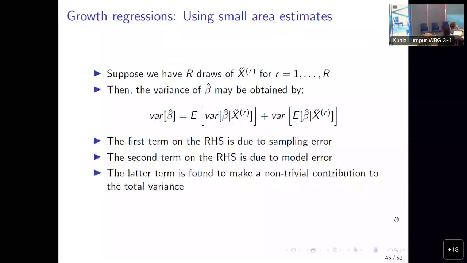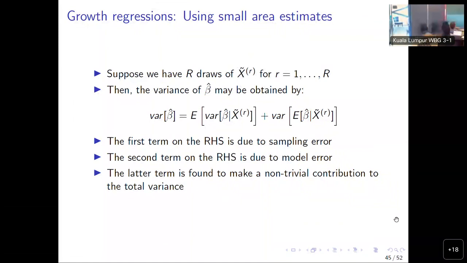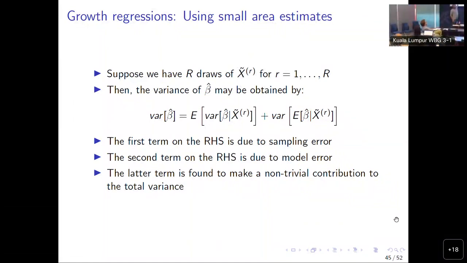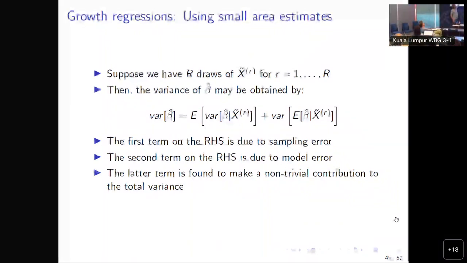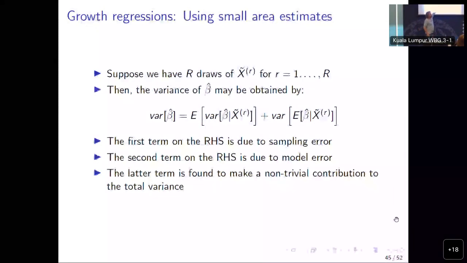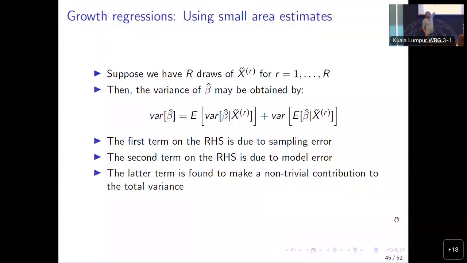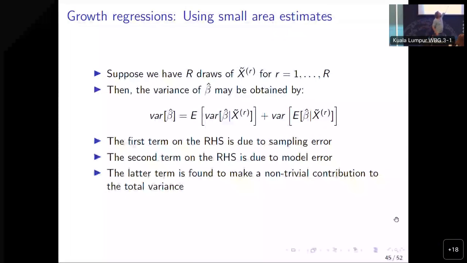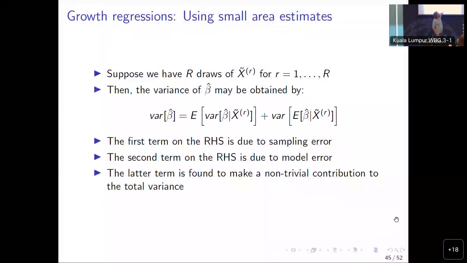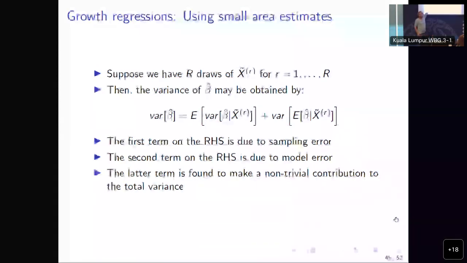So then, ultimately, for the variance covariance matrix of the beta we're interested in, we're going to do this variance decomposition. We're going to have the expected value of the variance covariance matrix. We have 500 variance covariance matrices, and we take the average over those 500. And we have 500 point estimates, and we compute the variance over those 500 point estimates. Those two combined will give us the complete variance.